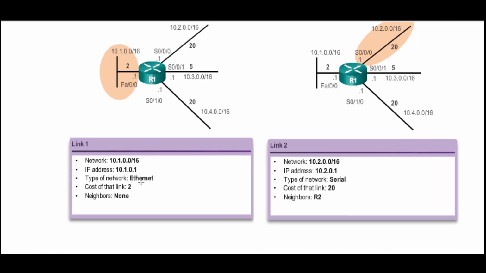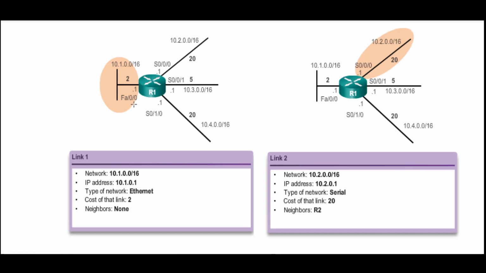Then what type of network? By default, it is going to be Ethernet. This is FastEthernet 0/0, so it is Ethernet. Then what is the cost of that link? The cost of this link is 2. Is there any neighbor here? No neighbor, because this is a local area network. So there are no neighbors available. I'm taking the first link, link number 1.